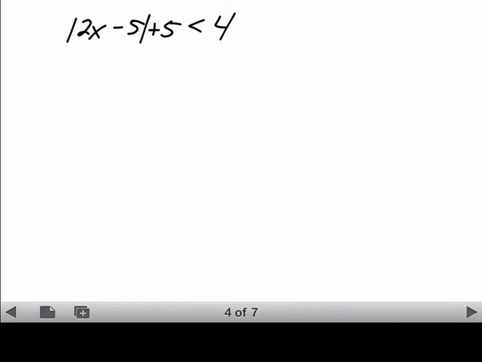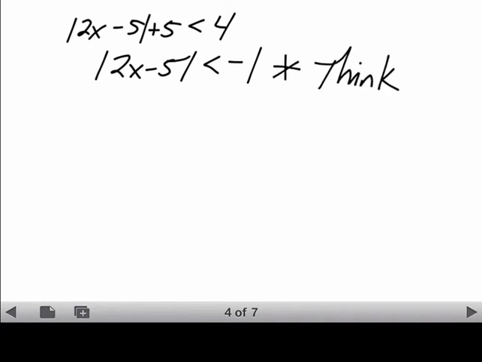Our path is to isolate the absolute value, in this case by subtracting 5 from both sides, and I get the absolute value of 2x minus 5 is less than negative 1. At this point, I want you to stop and think. Here we have a statement that says an absolute value, which is either 0 or positive by definition, is less than a negative 1. Folks, a positive number can never be less than a negative number. The answer to this is no solution.